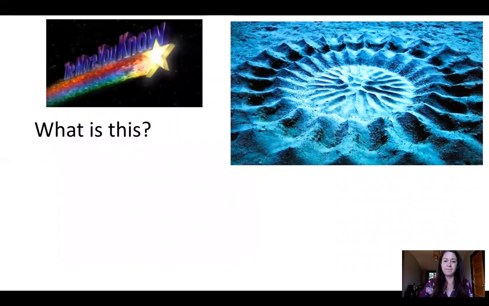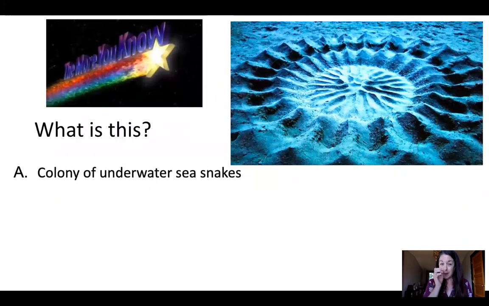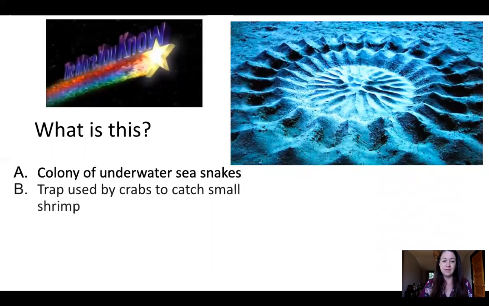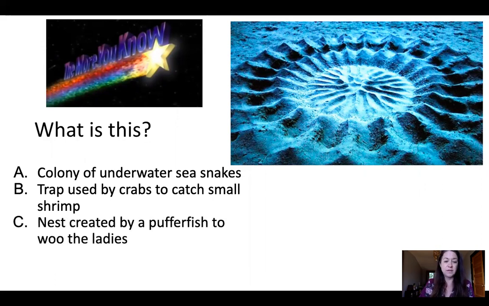This little picture here, okay, let's see if we can figure out what this is. This has to do with competition. Is it a colony of underwater sea snakes? So this is their housing area. Is it a trap used by crabs to catch small shrimp? And so that's their food source. Or is it a nest created by a pufferfish to woo the ladies? So let's find out.